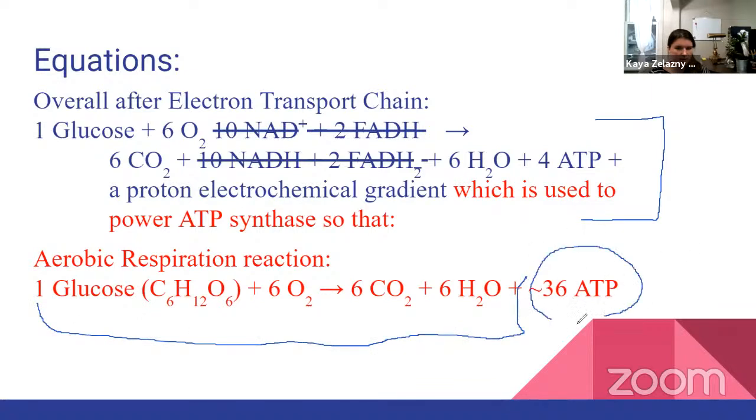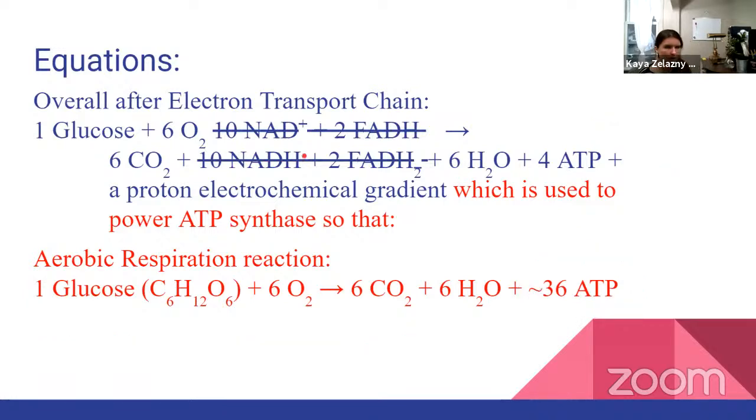So we're making a ton of ATP. And this tilde is because it's not an exact number. So I said about 30. 30 plus 4 would be 34. If we made even more, we got even more ATP. The point is just that it's a lot of ATP that we're making here. Okay, so that's it for me for right now.